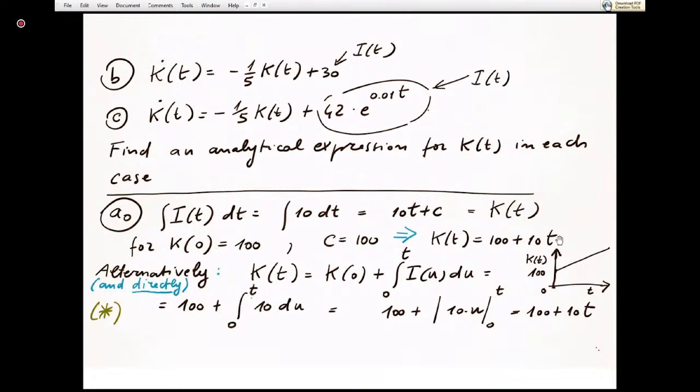So the trajectory of the capital stock in this case starts at 100, it increases linearly with a slope, and the slope is exactly given by the constant investment per unit time, per year, for instance, or per month. Okay, so this is the basic shape.